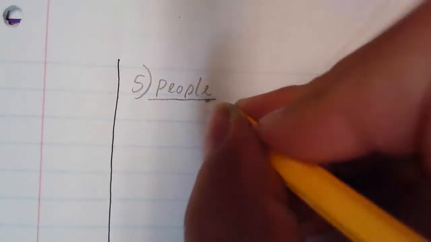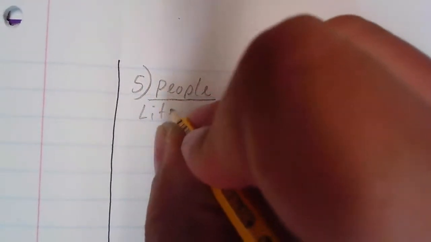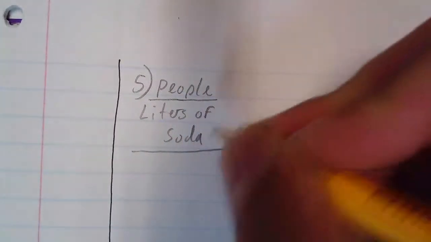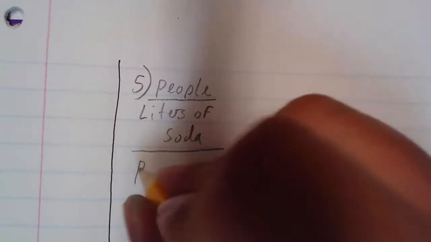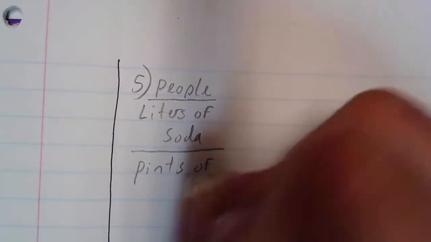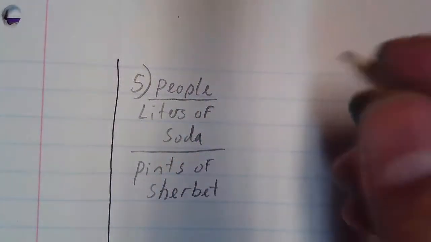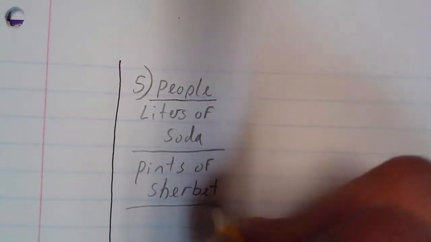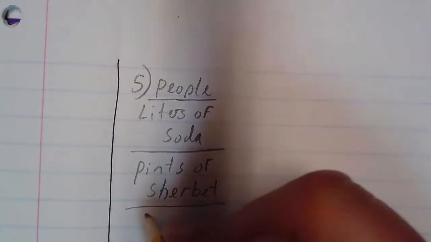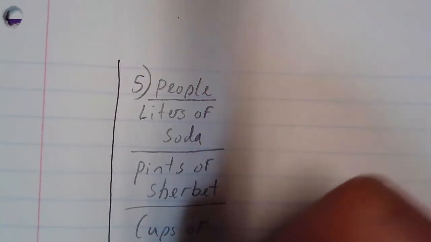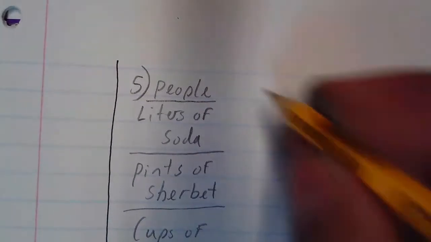Now, in the book it says people served. I'm just going to put down people. Liters of soda. I'm going to make it a little bigger so I don't scrunch it. Pints of sherbet, or I think that's how you pronounce it. It doesn't look like that's how you spell it, but that's how you spell it. I'm just not sure about the pronunciation. And cups of ice.